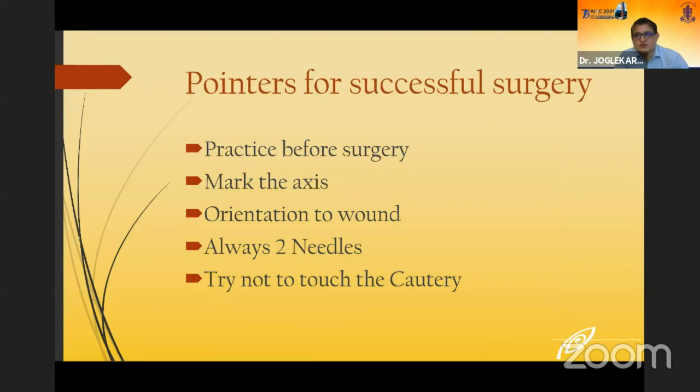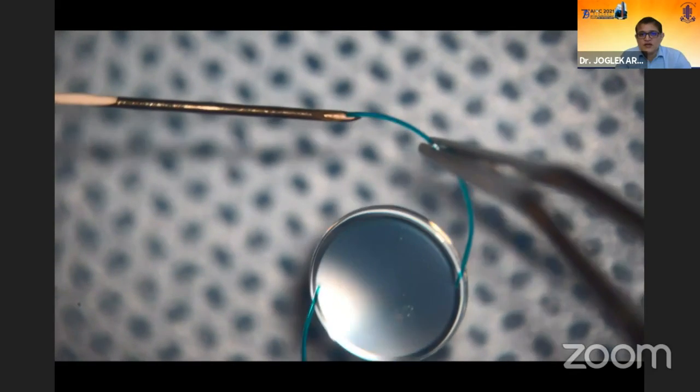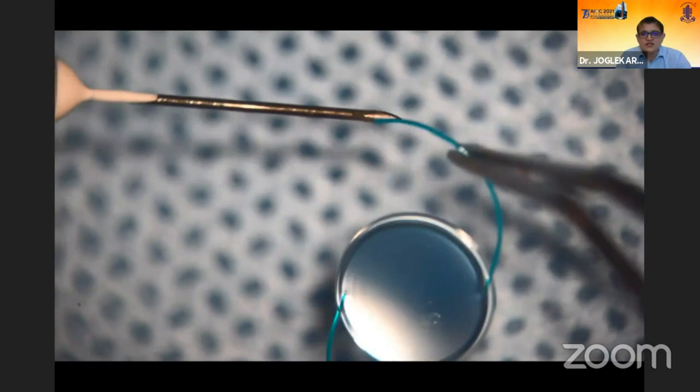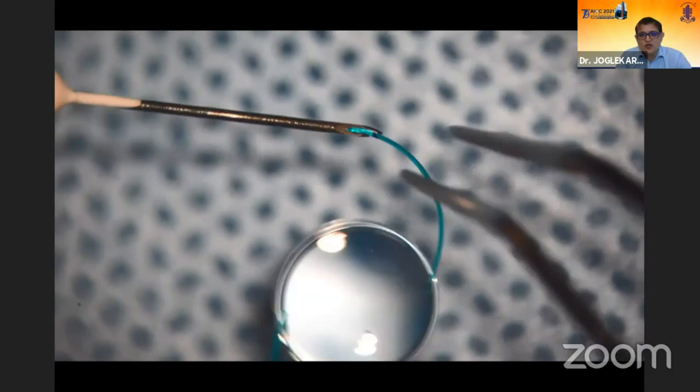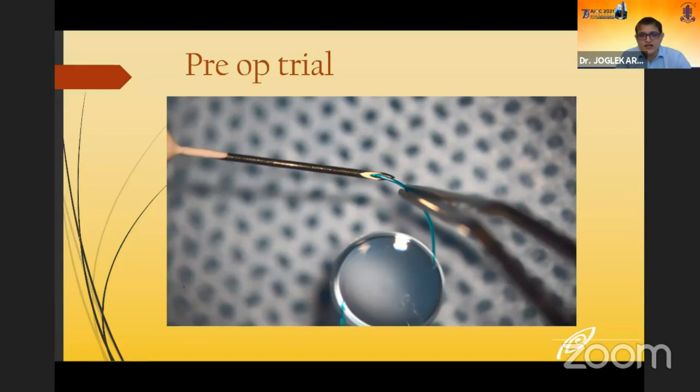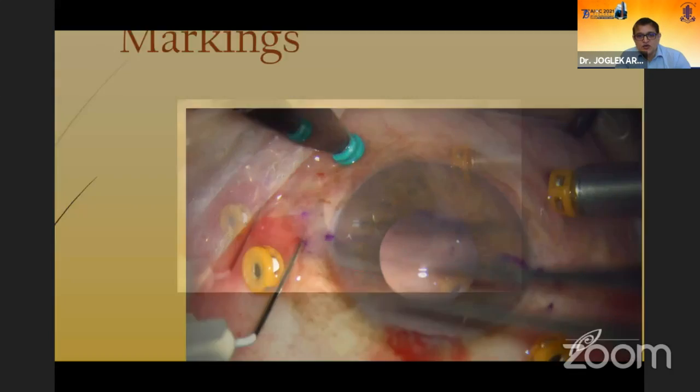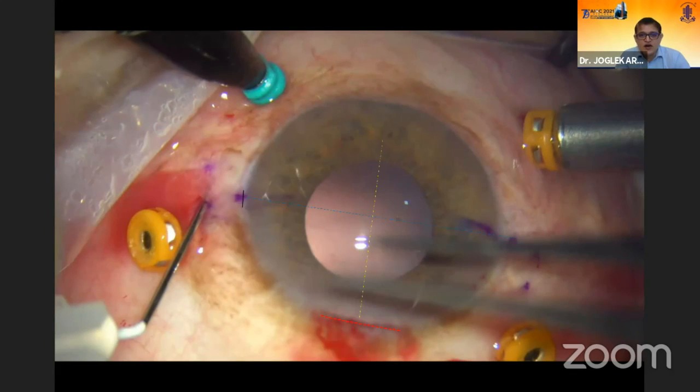So pointers for successful surgery: practice before the surgery. Mark the axis correctly; orientation of the wound at around 90 degrees has to be observed. Always use two needles, that's what I would say, and try not to touch the cautery to the haptic. Just do it through the thermal radiation. Before your first surgery, you should practice this. Get a feel of how it goes inside, how much force is required without bending it. And the markings are important. I have already shown you those markings.